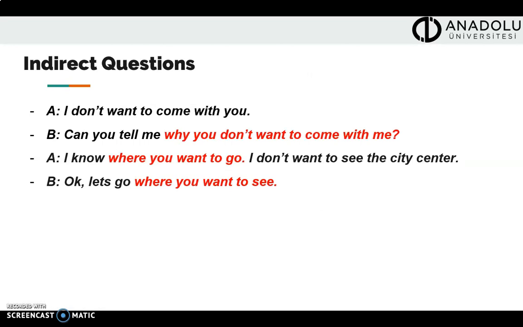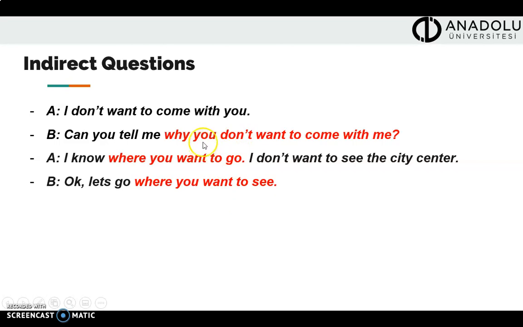Look at this dialogue. I don't want to come with you. Can you tell me why you don't want to come with me? I know where you want to go. I don't want to see the city center. Okay, let's go where you want to see. In this dialogue, as you see, all the questions are indirect questions.